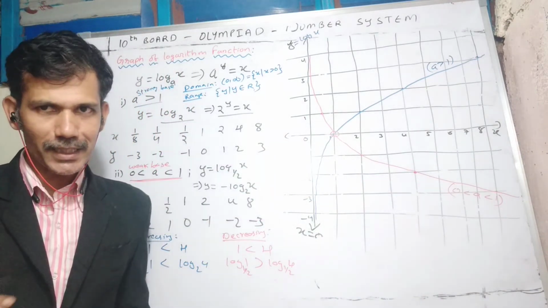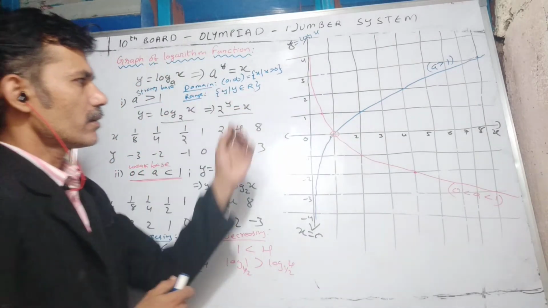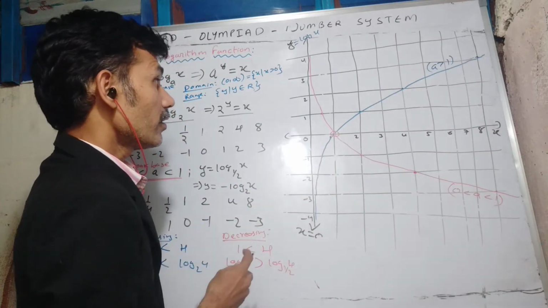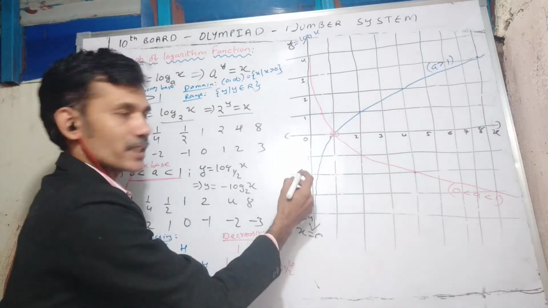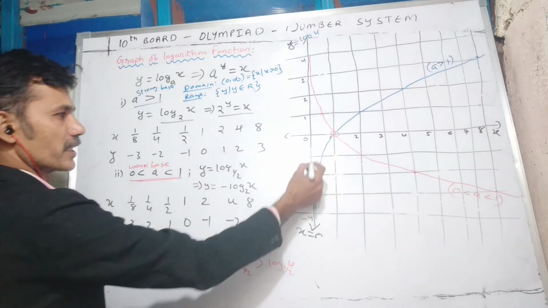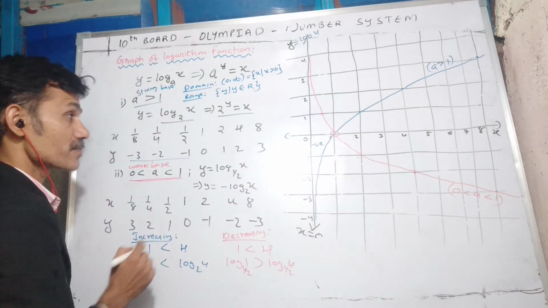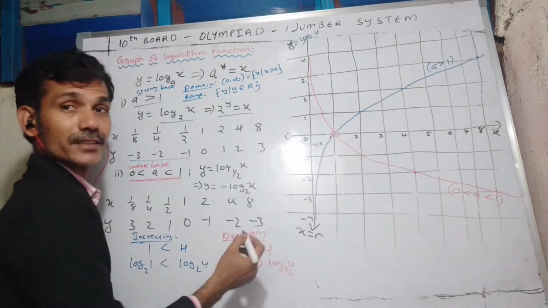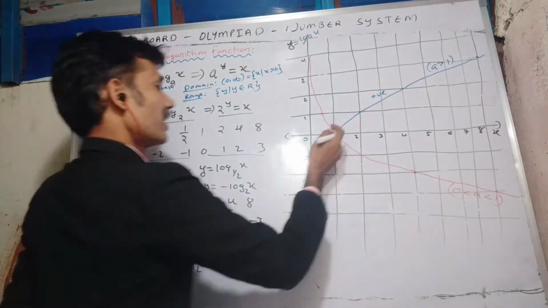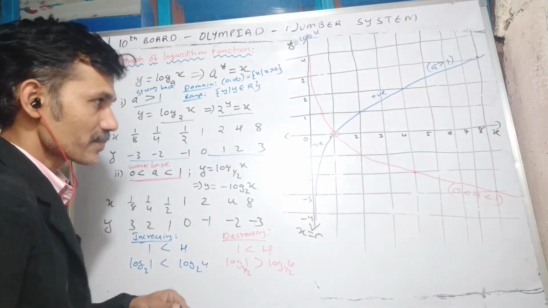Now increasing and decreasing are over. Some more things we can say. See, if you observe the graph, for a greater than 1, for all proper fractions, what values are you getting? Negative values. And for other integers, you are getting positive numbers. And we know log 1 will be 0 in both cases.